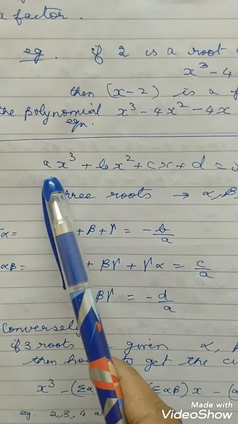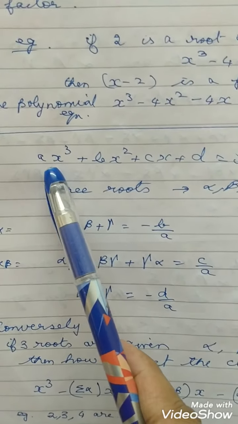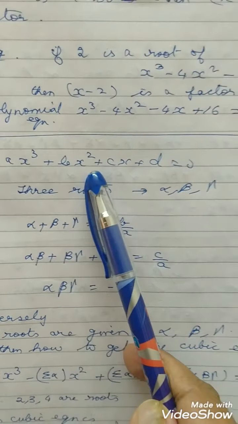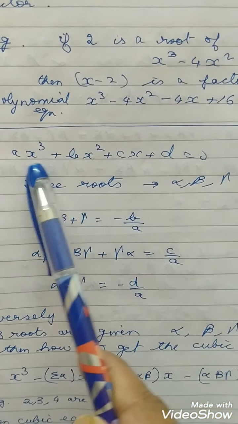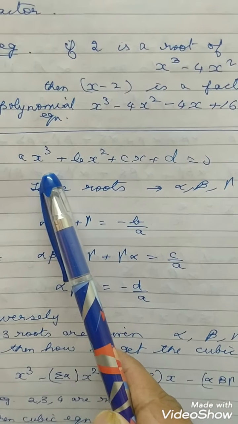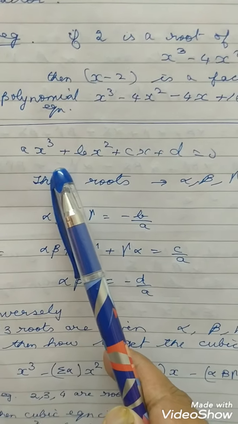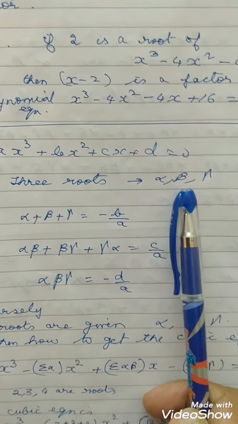Just giving you a general form of a cubic equation: ax cubed plus bx squared plus cx plus d is equal to 0. As you know, this is a cubic equation, which means you must have 3 roots, and let the roots be alpha, beta and gamma.